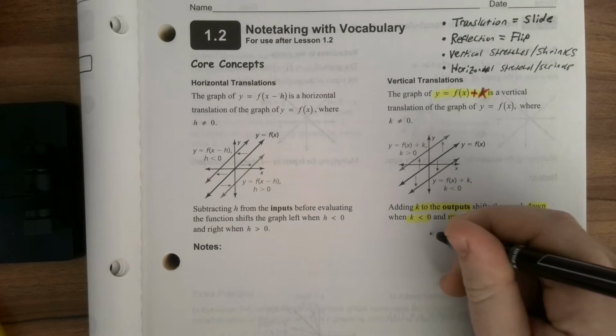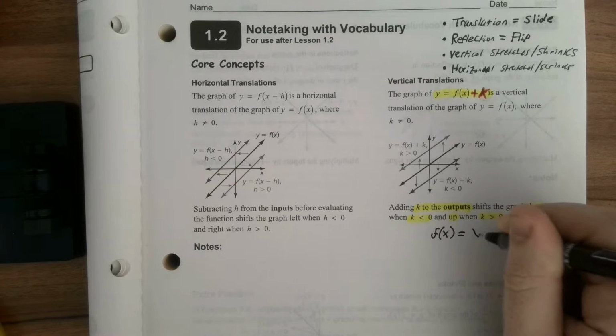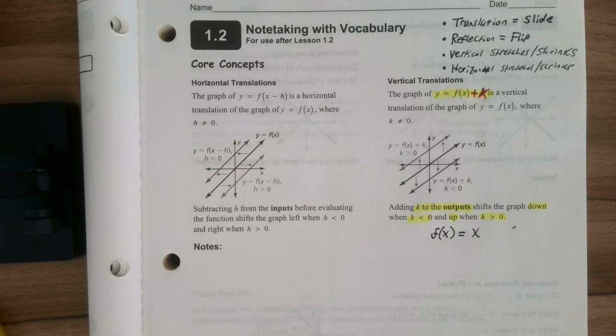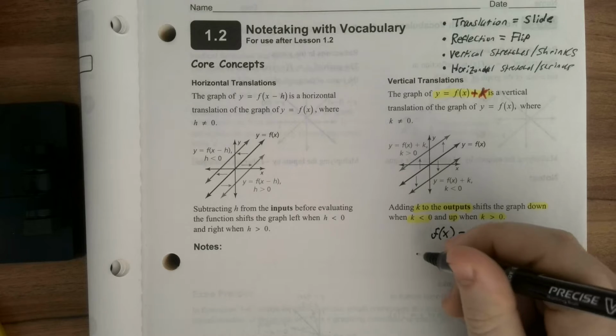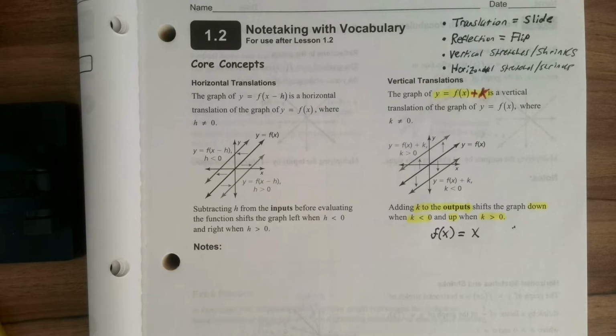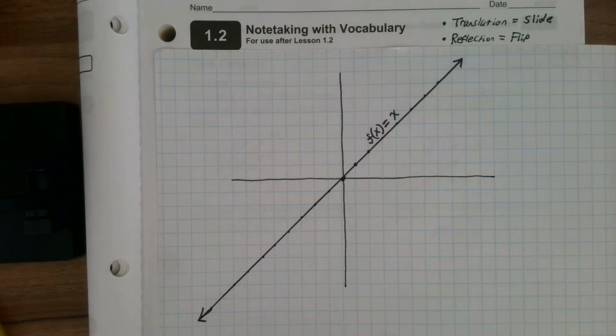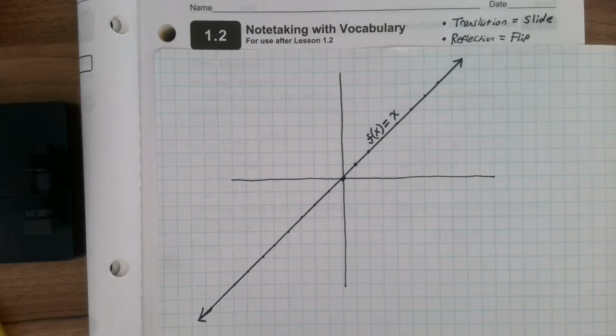If I gave you the function f of x equals x, but I wanted us to transform this a little bit more, we could add something to the output. When we say output, I want to talk a little bit about what that means. Here I have a graph of f of x equals x. It's our normal parent function for a linear equation. With this, we can shift it up or down as we please.